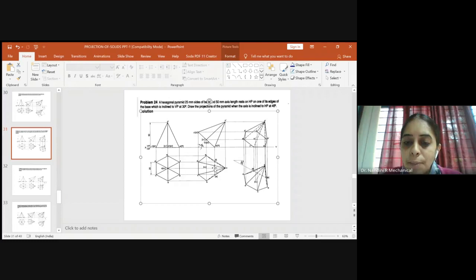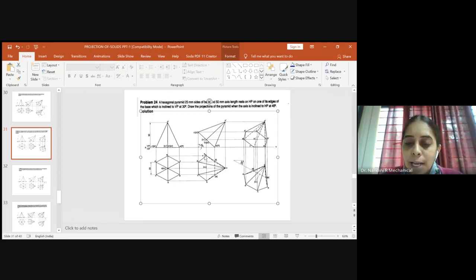Okay, so the projection coming through the hidden side will be hidden. So you will join from F to E as hidden and from A to B as the hidden line. So three sides of the base surface are visible and the other three sides of the base surface are hidden.